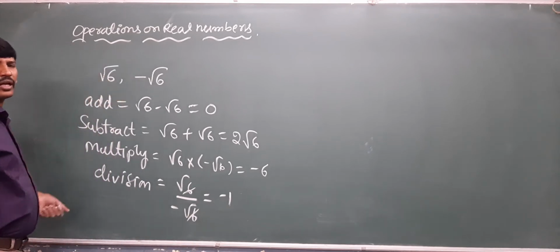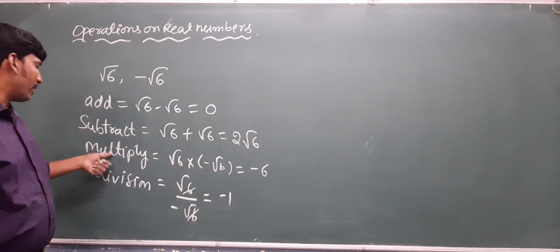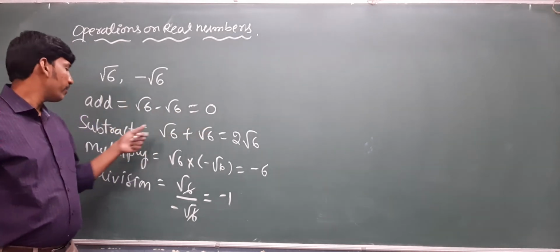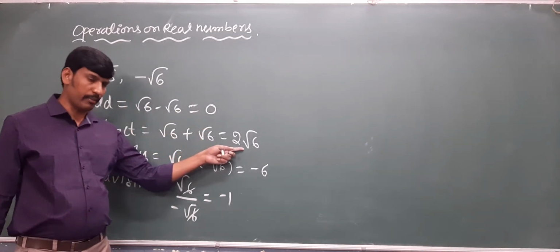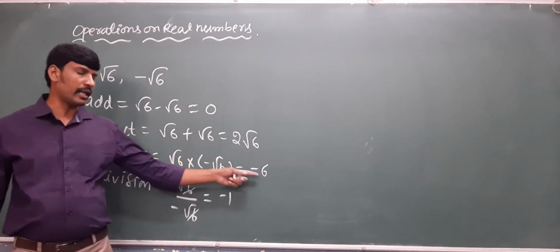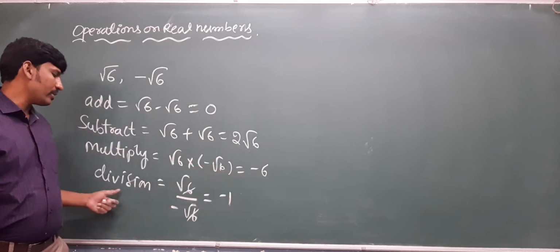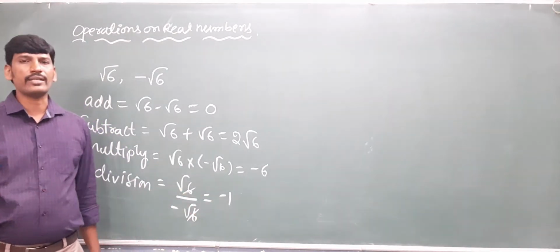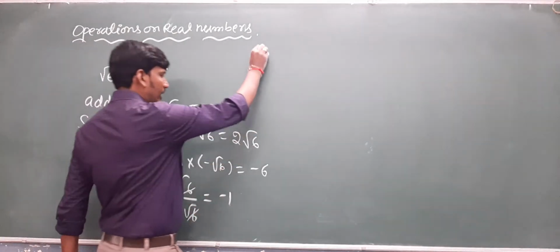Now what did you observe here? Add, subtract, multiply, divide. By adding these two, you get 0. By subtracting, you get an irrational number. By multiplying, you get a rational number. By division, you again get a rational number. Is it possible in all the cases? Let us discuss one more example.